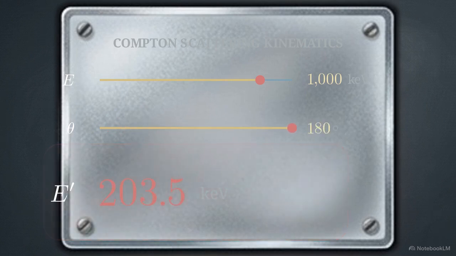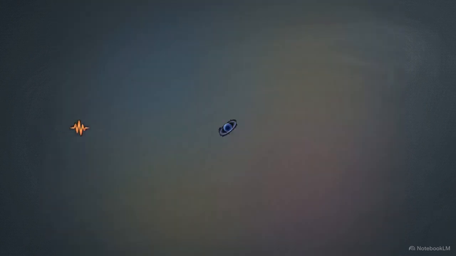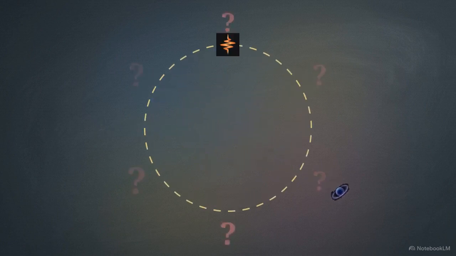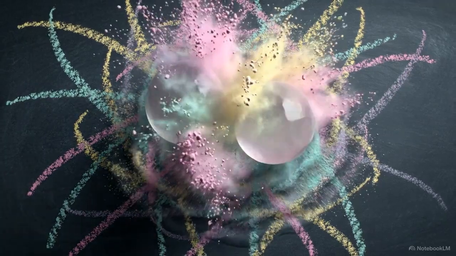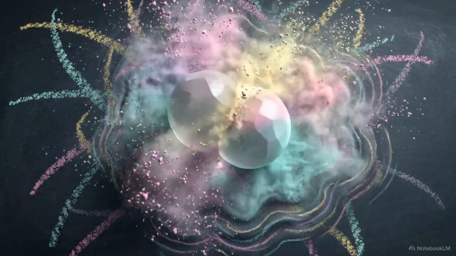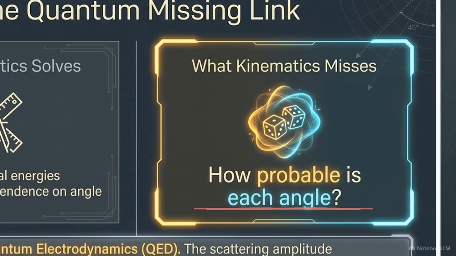specific scattering angle, theta. While kinematics defines which final energy states are allowed at a given angle, it cannot predict which specific direction the photon will take. Predicting the trajectory of a photon requires shifting from a classical collision model to a probabilistic quantum outcome. Calculating the probability of each scattering angle requires a framework beyond kinematics.